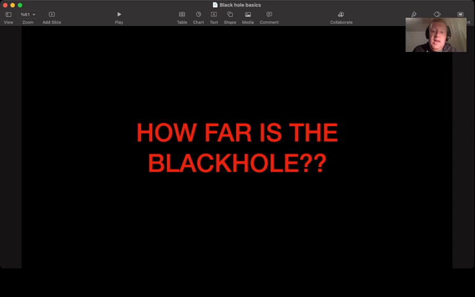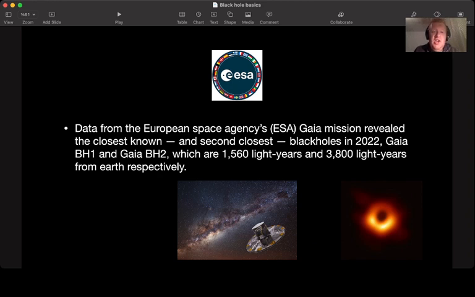So how far is the nearest black hole? Well, data from the European Space Agency's Gaia mission revealed the closest known and second closest black holes in 2022 are Gaia BH1 and Gaia BH2, which are 1,560 light years and 3,800 light years from Earth respectively.